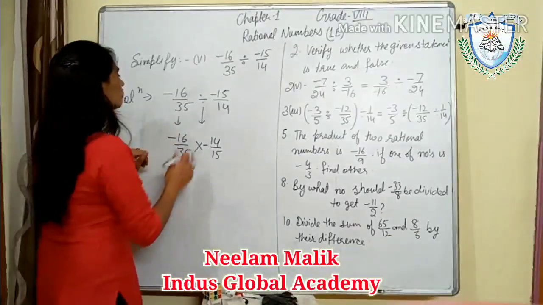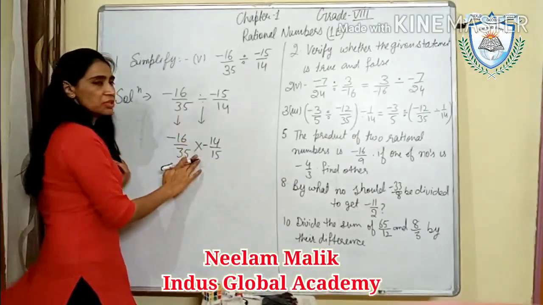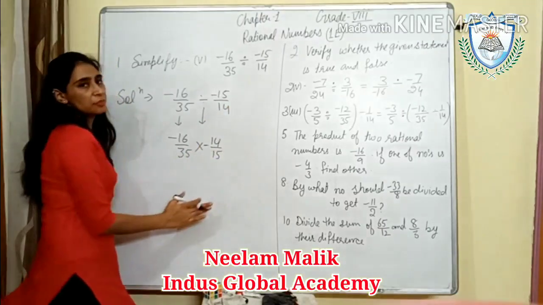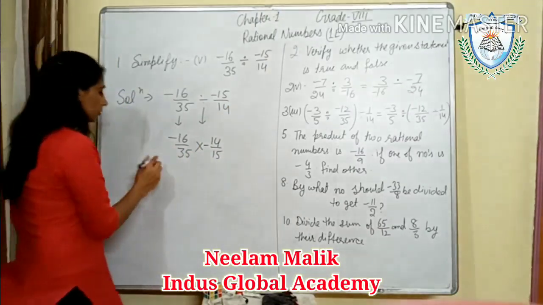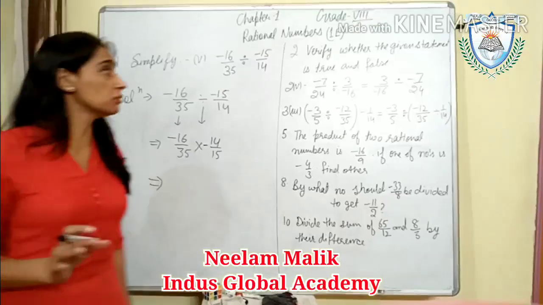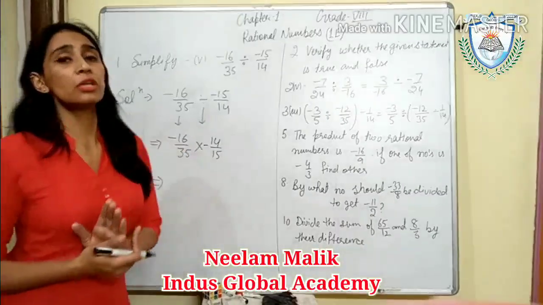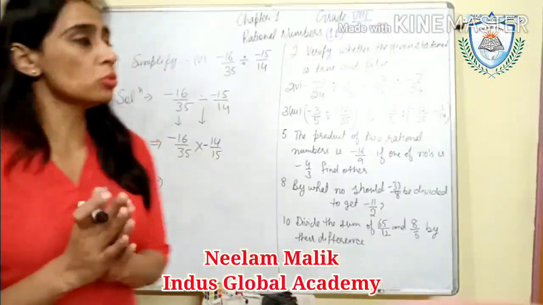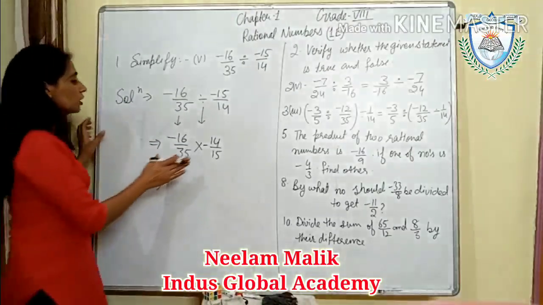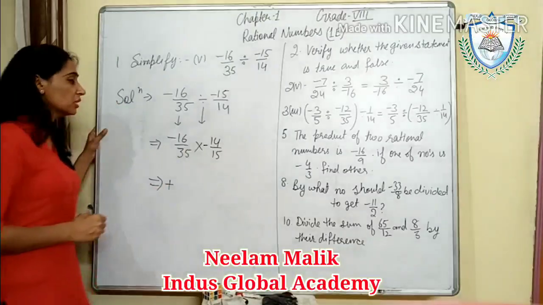So what you have to do: the first number as it is, division changed to multiplication, and the second number reciprocal. Now we have already done the rules for division and multiplication. In division and multiplication, when you have two numbers with the same sign, you always get a positive result. So here you are doing multiplication, minus times minus will be plus. So the final answer will be positive.